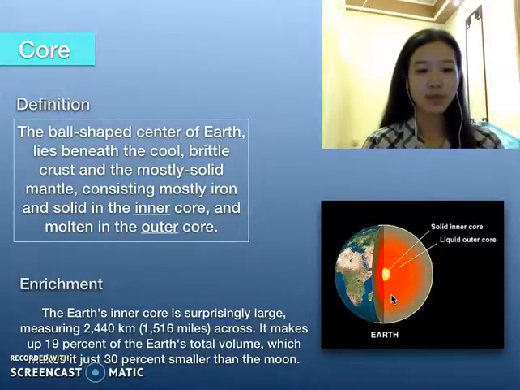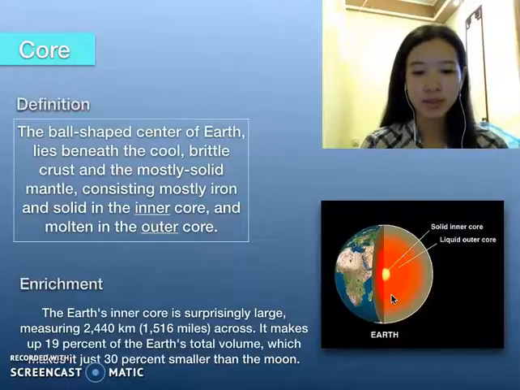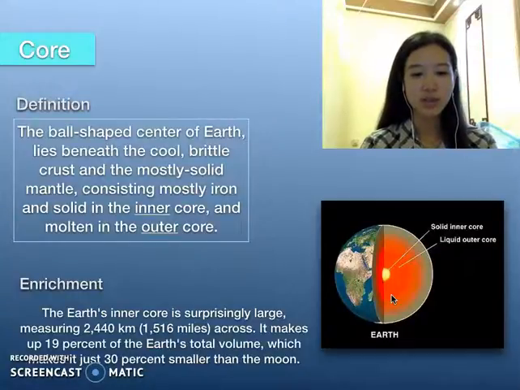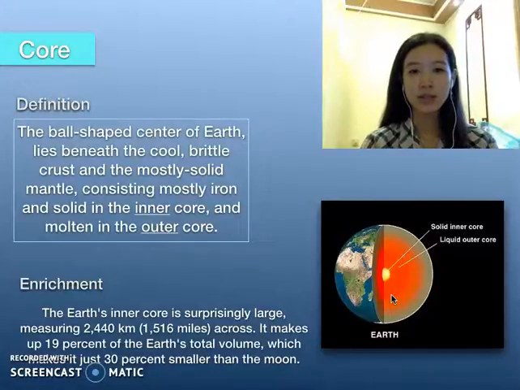For enrichment, the Earth's inner core is surprisingly large, measuring 2,440 kilometers across. It makes up 19% of the Earth's total volume, which makes it just 30% smaller than the Moon. So the Earth's inner core is quite large.